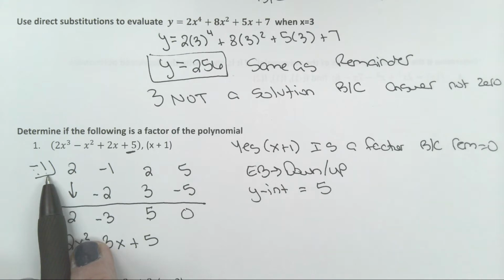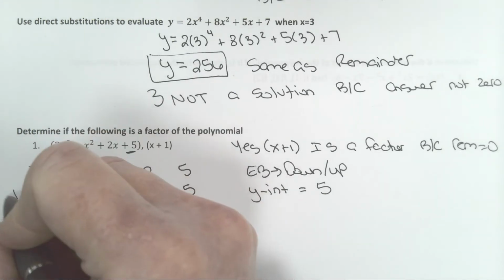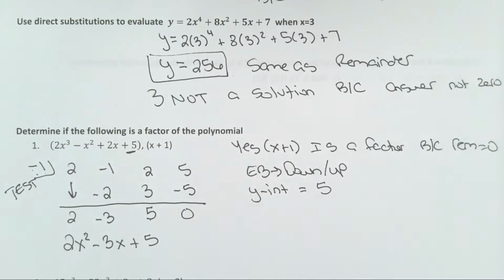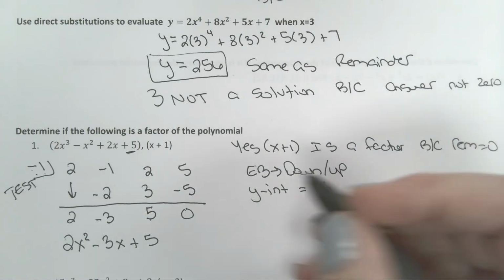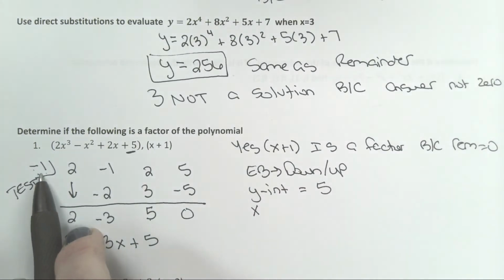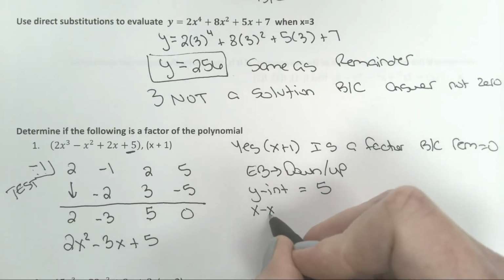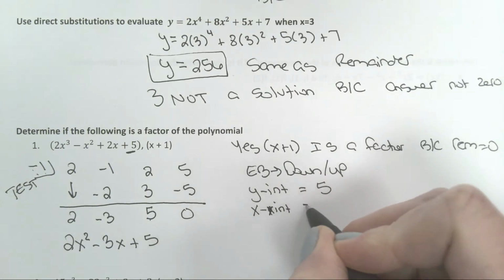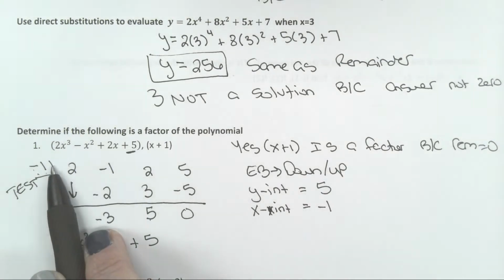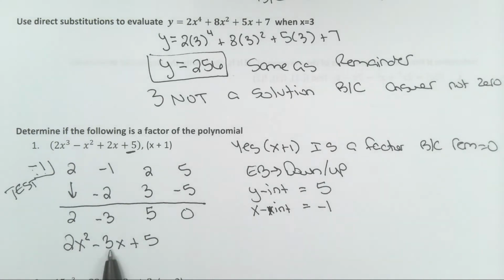The point of running synthetic division is to test different possible answers. And so this passed the test because I got a remainder of 0. So this number right here, if it's a factor, then it means that that is a 0 or an x-intercept. I know that I have an x-intercept at -1, 0. In the next lesson, we're going to figure out how I can find my other solutions.